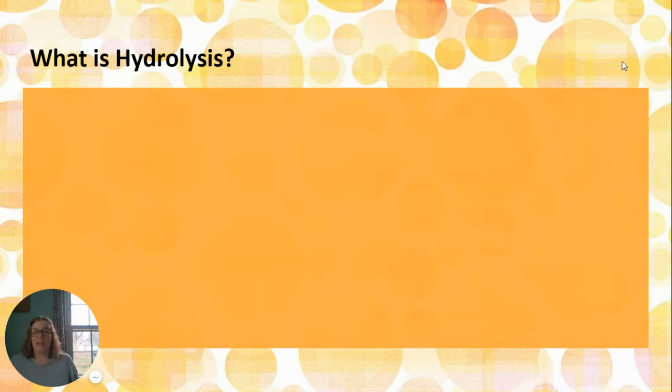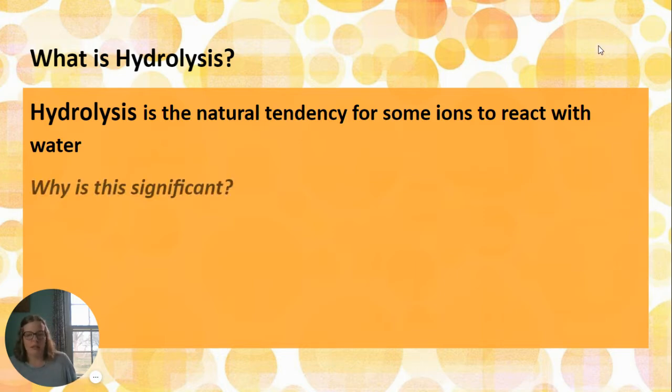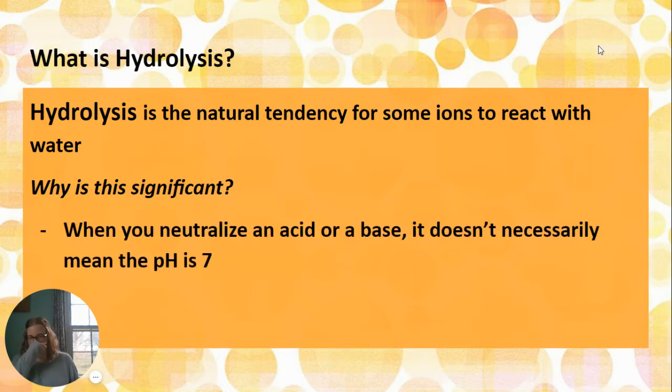So first of all, what the heck is hydrolysis? Hydrolysis is the natural tendency for some ions to react with water. So when you put them into water, some things naturally are going to react with them either as an acid or base and change the pH of that solution. So even if you don't identify it as an acid or a base, it can make a solution acidic or basic. So there are two kind of big things that happen or that are consequences of this.